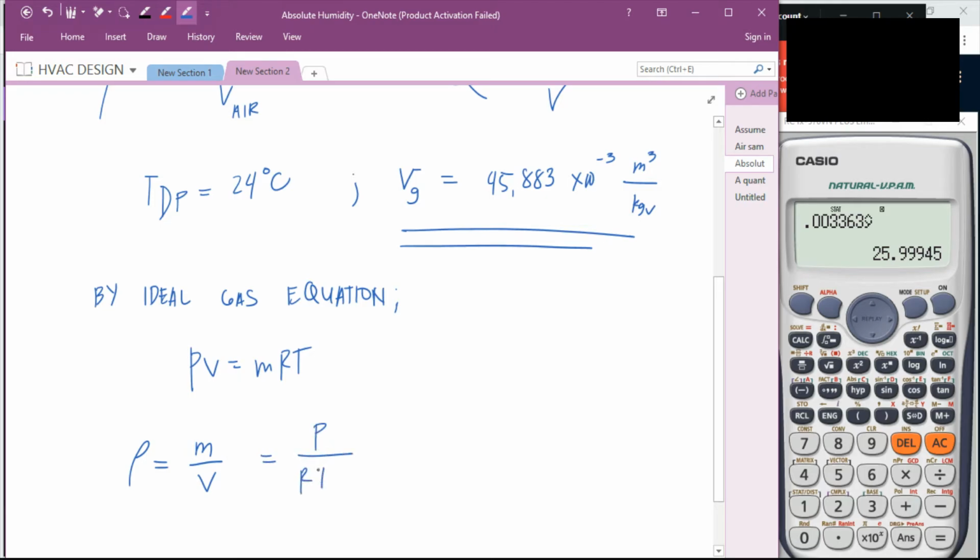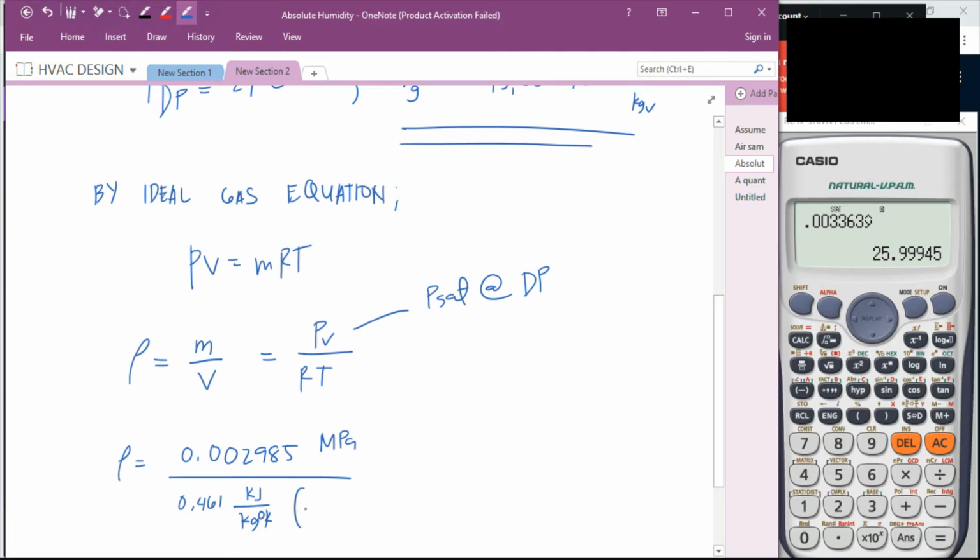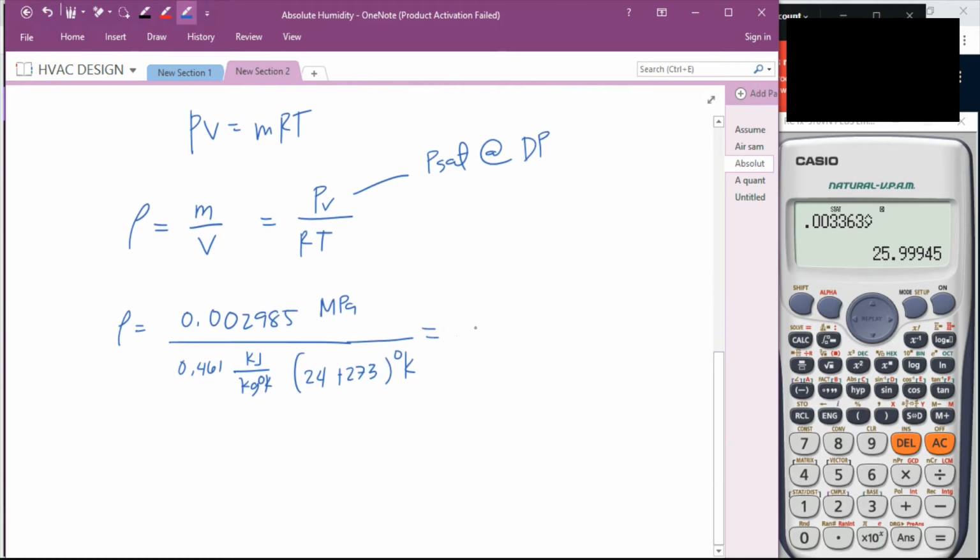So, that is Pv over RT. Meron ba tayong pressure? Yes, we can get the pressure. Ano ito? Pv yan eh. This is the pressure saturated at the dew point. Oh, ano ba yung saturation pressure dyan at the dew point? Yung nakita ko dyan, that is 0.002985 MPa divided by R. Binigay naman yung R, 0.461 kilojoule per kilogram degree Kelvin. Yung temperature na given dyan, 24, gawin mong absolute, plus 273 degree Kelvin. So, may hahanapin pa ba tayo? We just have to further simplify this.